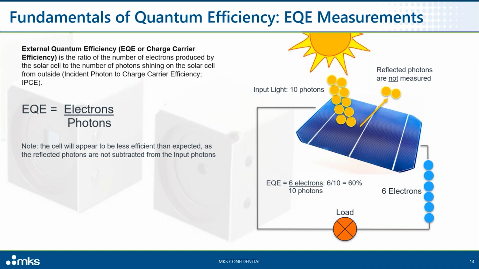As I mentioned in the prior construction slide, there's going to be some losses of that light coming into your cell. So you're going to lose some from a reflection. You'll lose some through the absorption of the glass top layer, and also maybe absorption through the adhesive systems. But you're not measuring that. You're measuring the total amount of light coming in and the number of electrons being produced. So in this very simple example, we would have 6 electrons produced with the 10 photons coming in. So the EQE in this very simplistic cartoon shows about a 60% efficiency.